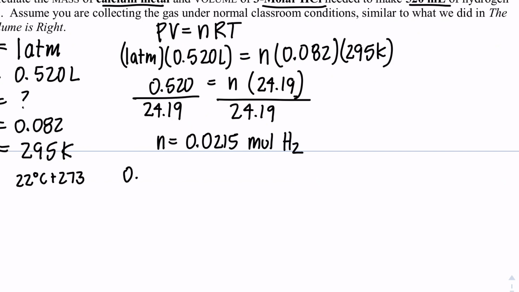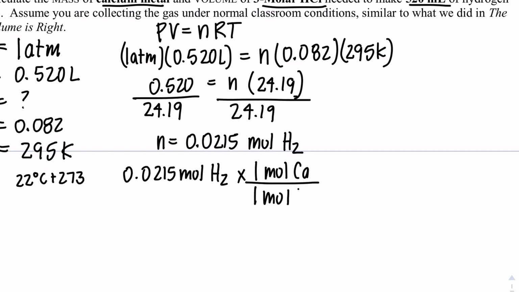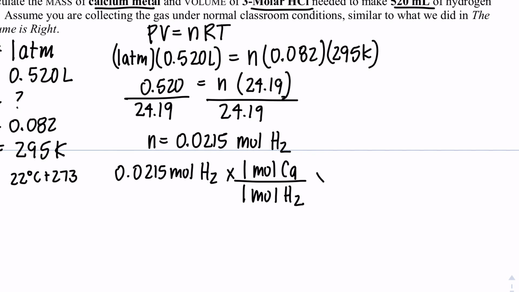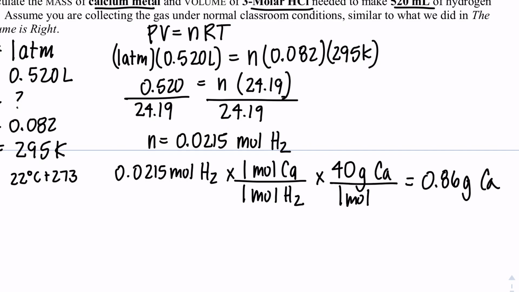So 0.0215 moles of H2 times our mole ratio, so 1 mole of calcium. It's a 1-to-1 ratio. So for every 1 mole of hydrogen gas, we require 1 mole of calcium. And then I'm going to put my conversion to grams. So there's 40 grams of calcium in 1 mole. This gets us a total weight of 0.86 grams of calcium. So that's how much calcium metal that we need.